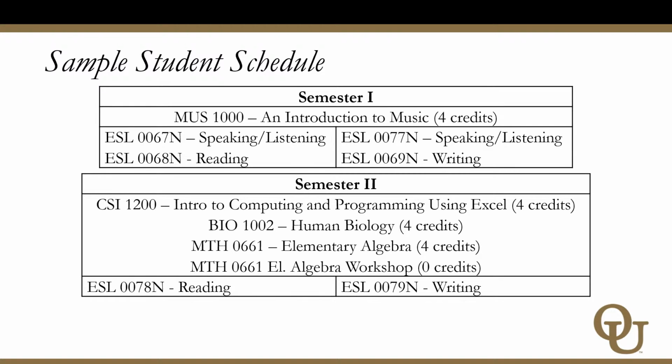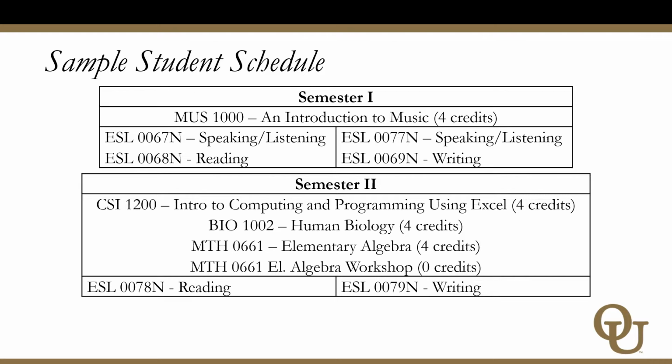So for the first semester, they would take that same music class. That would be the only academic class that they would be taking because they would be taking a heavier load of ESL courses. They would take a level 6 speaking and listening course and a level 6 reading course during term 1. Then during term 2, they would be taking a level 7 speaking and listening course and a level 6 writing course. That would be for the full semester 1.